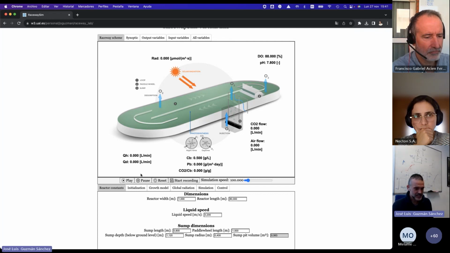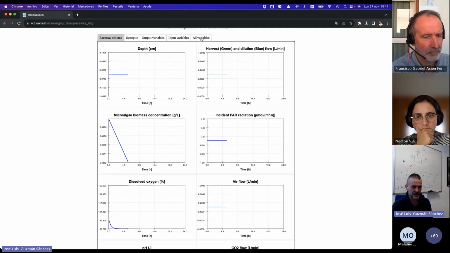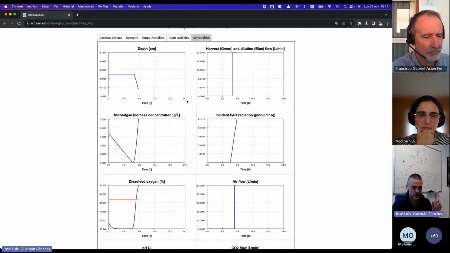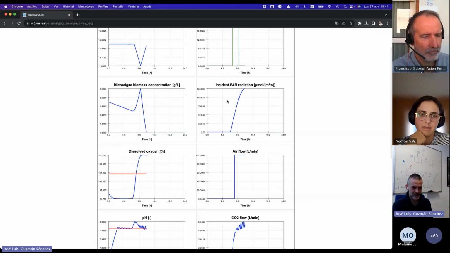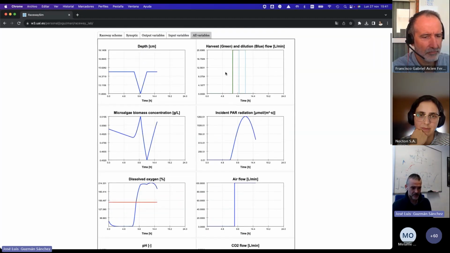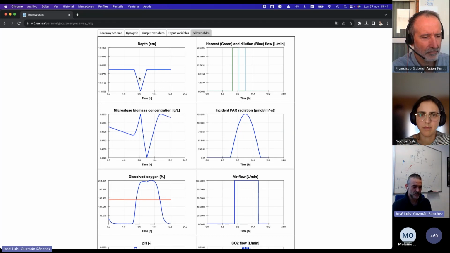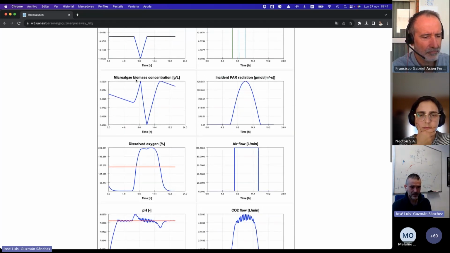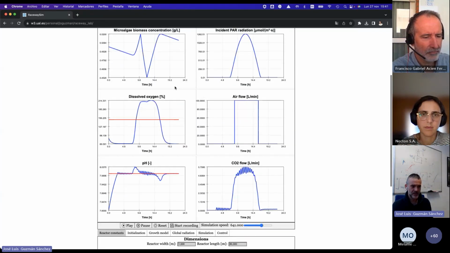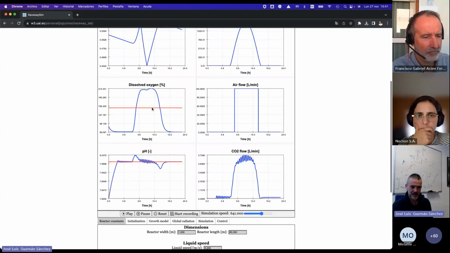So let's just run the simulation by default. Here, you can accelerate the simulation to make it faster. Here you can see we are simulating 1 day. Here you can see the power radiation, the depth. Here we have the harvesting and the dilution rate. Here we can see how the depth was modified because of that. The biomass concentration along the day, pH and dissolved oxygen, and the air flow and CO2 flow.